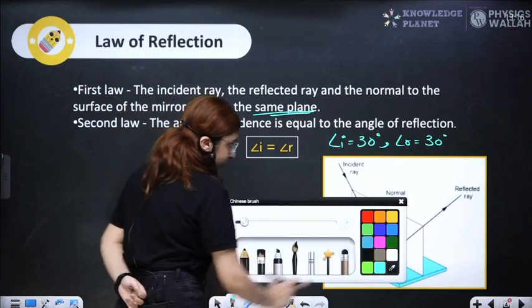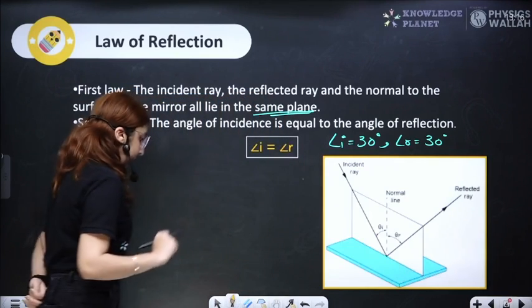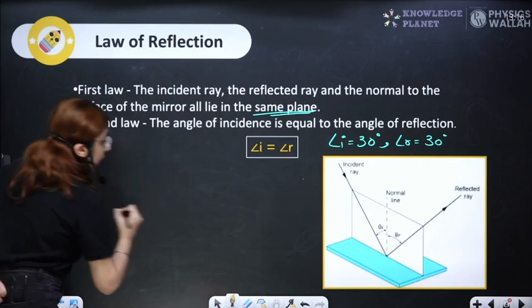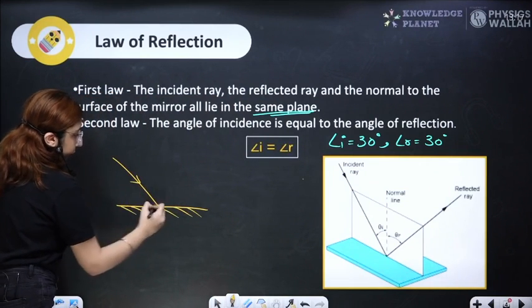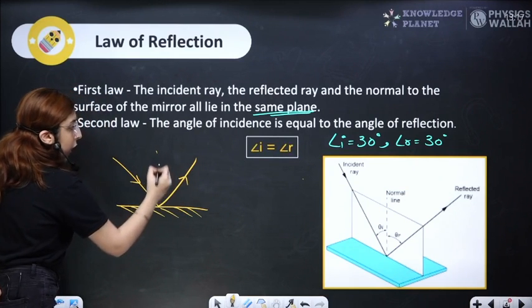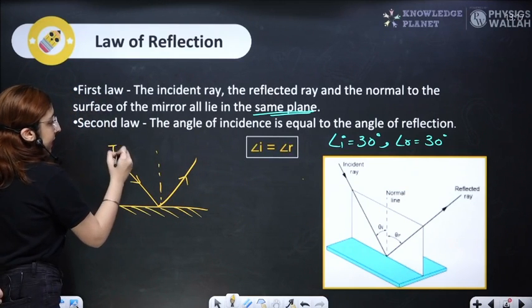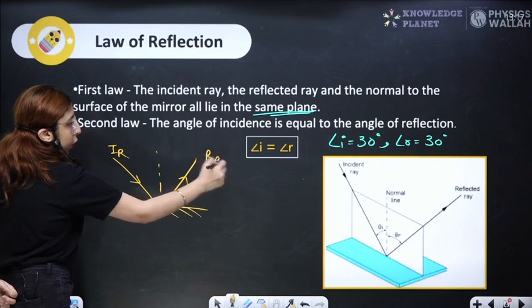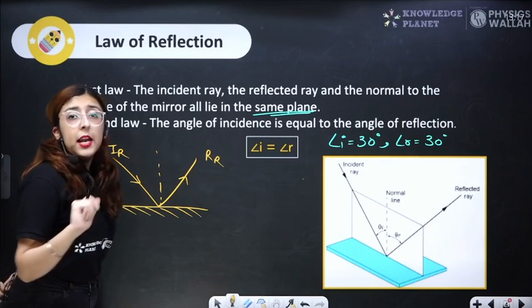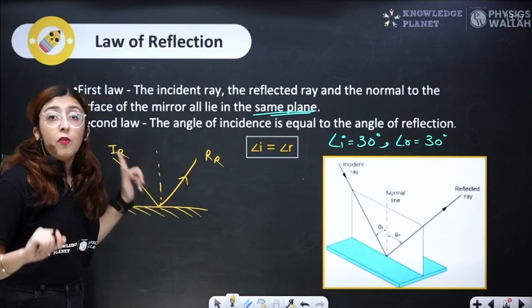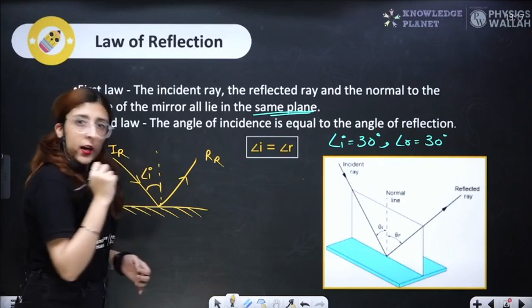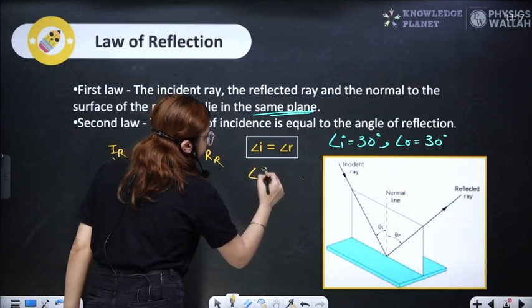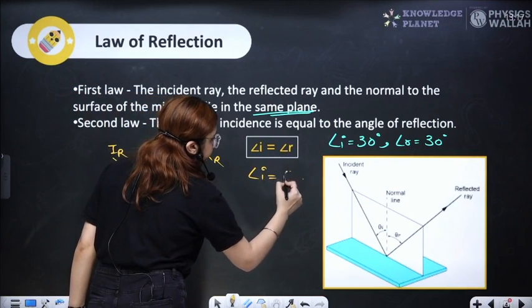Everyone will do something. Have a look. This is your first case. Normal reflection is taking place, with incident ray and reflected ray. I am telling you my angle of incidence is, let's say, 50 degrees.